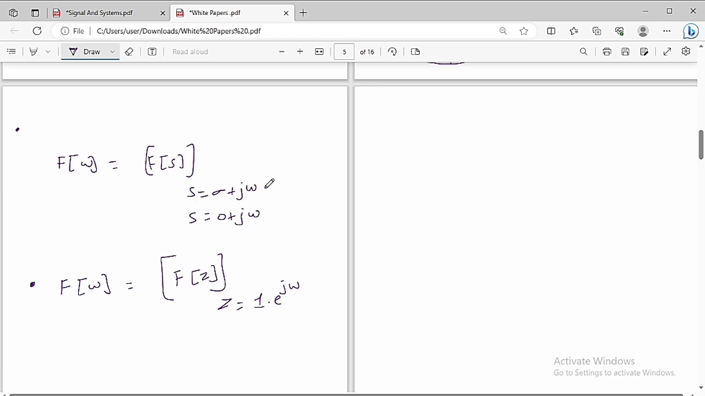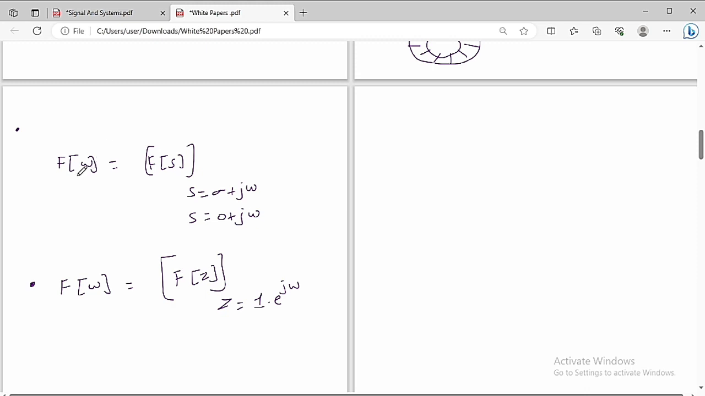So what is the meaning of this one? Suppose in the Laplace domain, if the ROC is going to consider the imaginary axis, then by default we can say the continuous time Fourier transform for the signal is going to exist. Suppose in the Z transform, if the ROC is going to consider the unit circle, then we can say a discrete time Fourier transform for the signal is also going to exist.